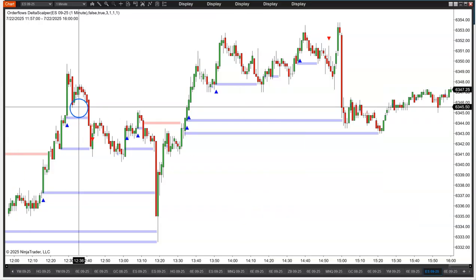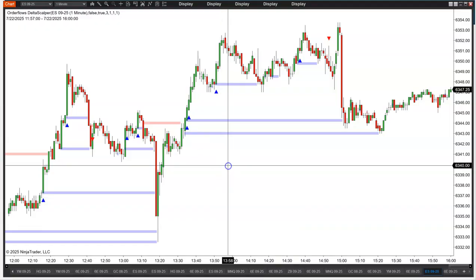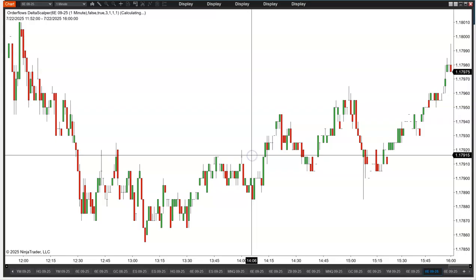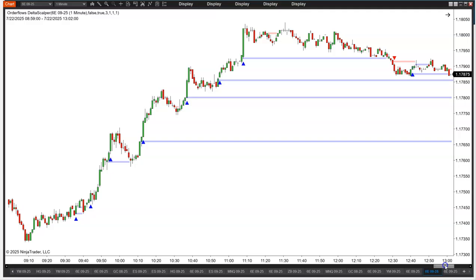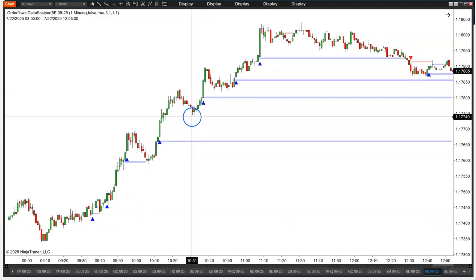Okay, so now here it's giving you a lot fewer signals. Again, I'm just pulling up charts. Let's pull up Euro FX today. All right, let's go back to this morning here. Okay, so it's a nice move up. I mean, look at that move here.